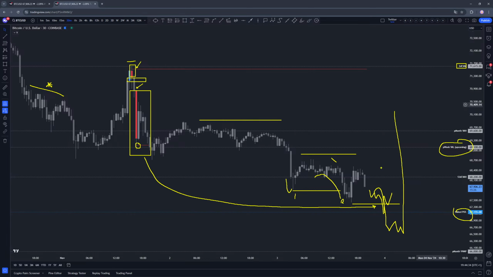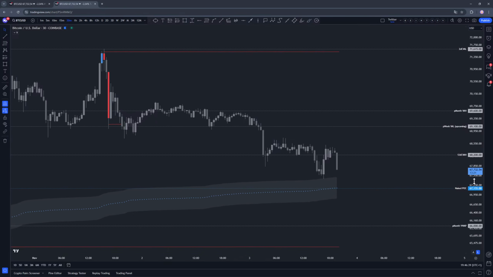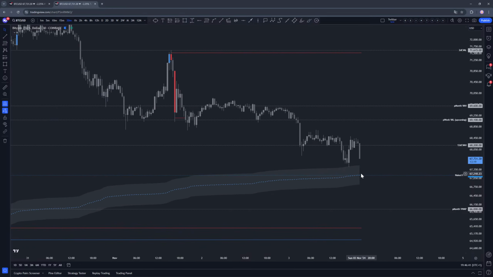And besides this, there is no trade for me on Bitcoin, because the 12-day composite value highs are relatively old. The naked point of control is an anomaly, so we definitely have a reason to go lower. And right here, we've got the 30-day rolling VWAP as well. So let's see how we react.